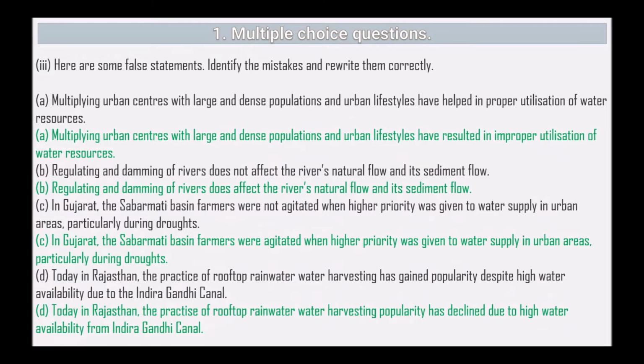Next, here are some false statements. Identify the mistakes and rewrite them correctly. The first one: multiplying urban centers with large and dense populations and urban lifestyles have helped in proper utilization of water resources. Here, multiplying urban centers with large and dense population and urban lifestyles have resulted in improper utilization of water resources. Next, regulating and damming of rivers does not affect the river's natural flow and sediment flow. Regulating and damming of rivers does affect the river's natural flow and its sediment flow.